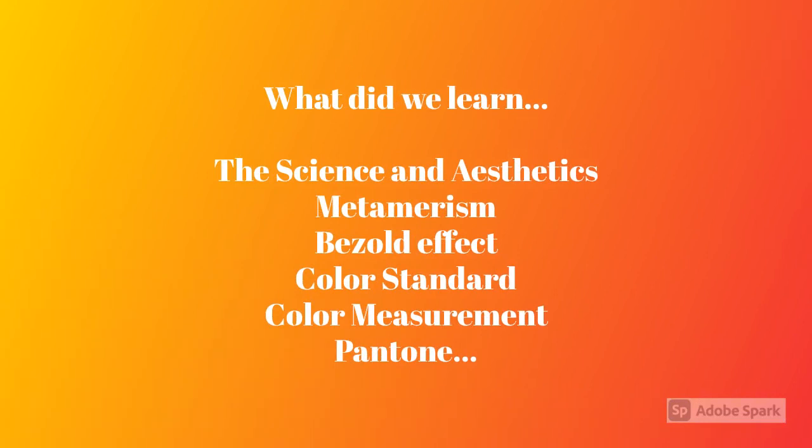Okay, so you should have color theory down. We understand it's a complex phenomenon with a combination of a whole bunch of science and aesthetics. We learned about metamerism and the Bezold effect and color standards and measurements and Pantone, a little bit of lab dip and color matching and shade sourcing. So next we're going to move on to learning about the color wheel and classifications.